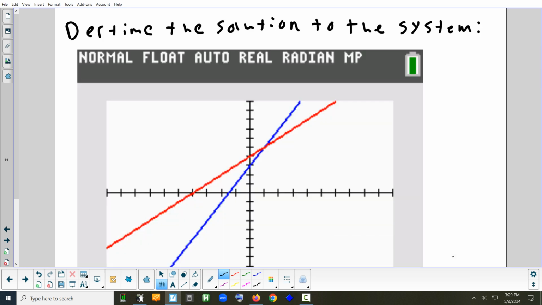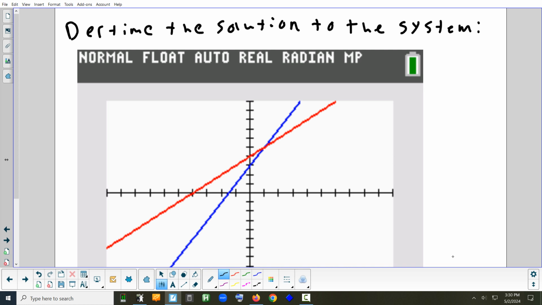All right, so this is a problem where I'm asking you to determine the solution to the system. We talked about what it means visually when you're finding the solution. So when you graph 2 lines, the solution to the system is where? The intersection. Yep, it's where they cross. So if you had to estimate what coordinate they cross at, what would you say? 1, 5. Yeah, good job.